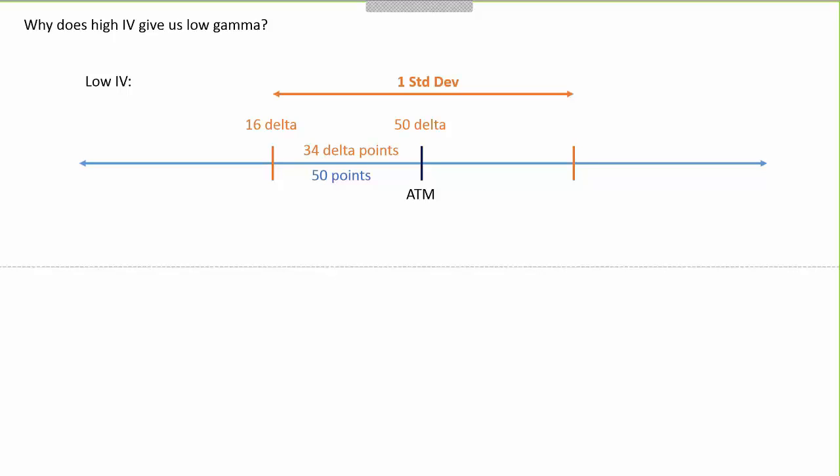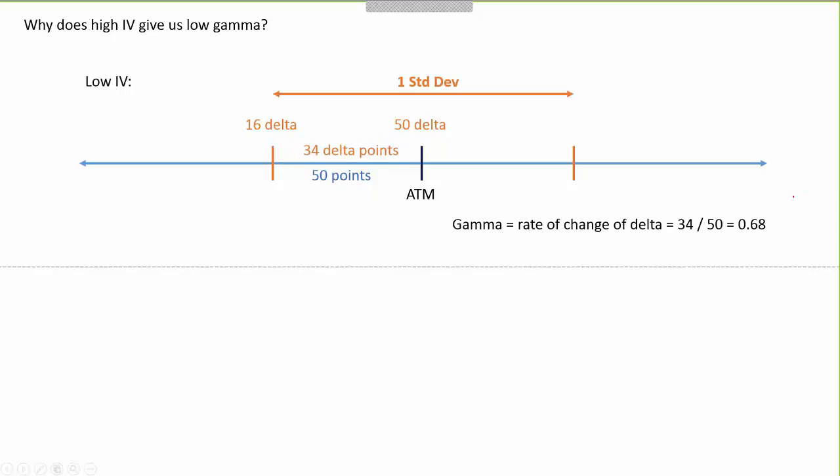So let's think about what gamma means. Gamma is the rate of change of delta, right? In this simple example, what that implies is that gamma is the rate of change of this compared to this. We are at 50, we are then morphing to 16 over the span of 50 points, right? So the rate of change is 34 divided by 50, which is 0.68. Okay? Hopefully that makes sense.